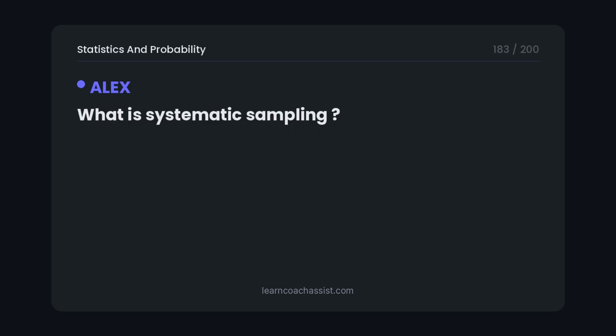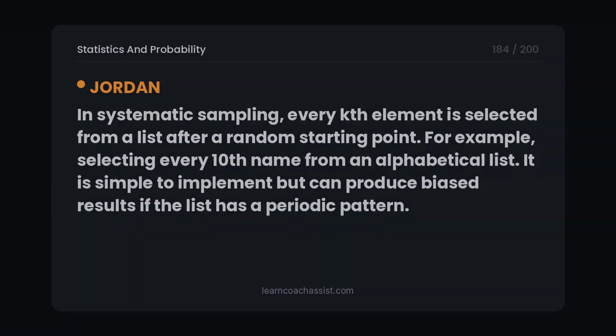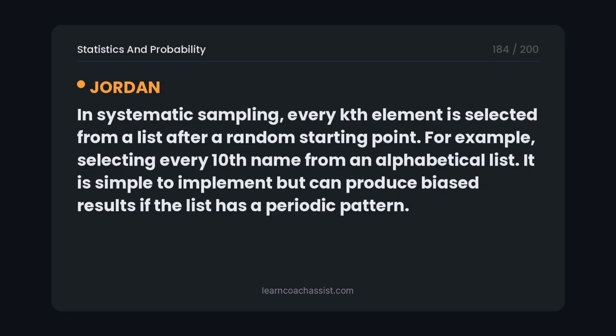What is systematic sampling? In systematic sampling, every kth element is selected from a list after a random starting point. For example, selecting every 10th name from an alphabetical list. It is simple to implement but can produce biased results if the list has a periodic pattern.